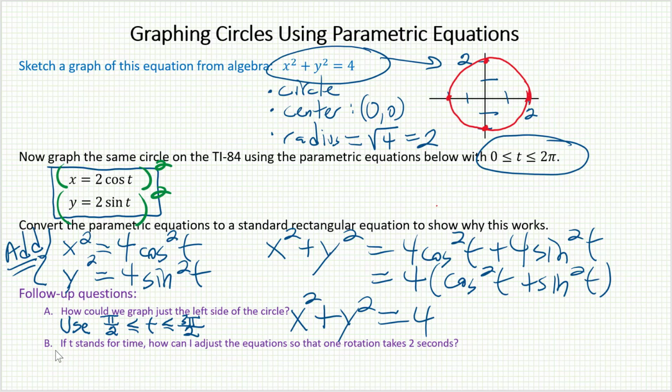Okay, what about the second question? Let's say t stands for time. Let's say time in seconds. How can I adjust the equations so that one full rotation around the circle takes 2 seconds?